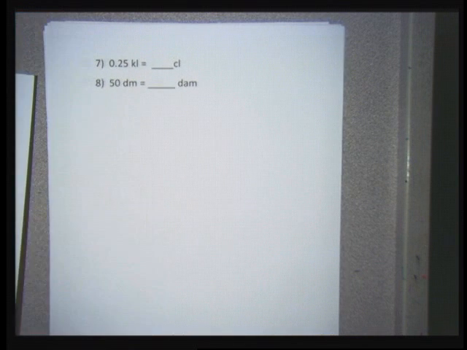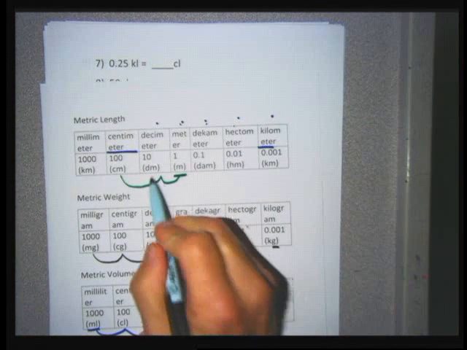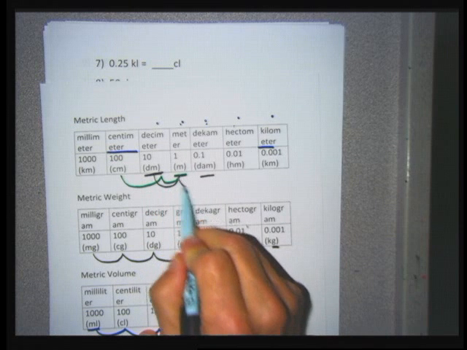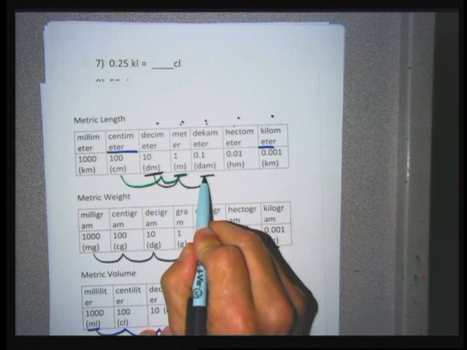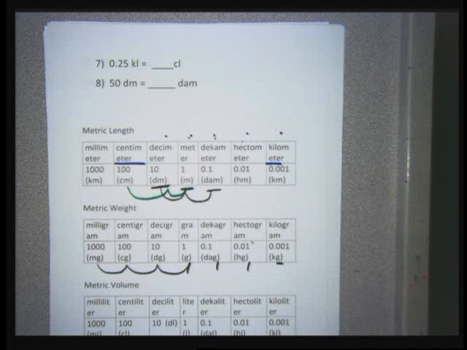All right, so 2 more here, metric within the metric system, which are the easy problems. I don't need unit analysis. So 8 I'm going to do, going from decimeters to decameters, and going from decimeters to decameters, it's 1, 2 to the right, so I need to move my decimal 2 to the left. So when I'm doing problem 8, I'm going to take my decimal and move it 2 to the left.